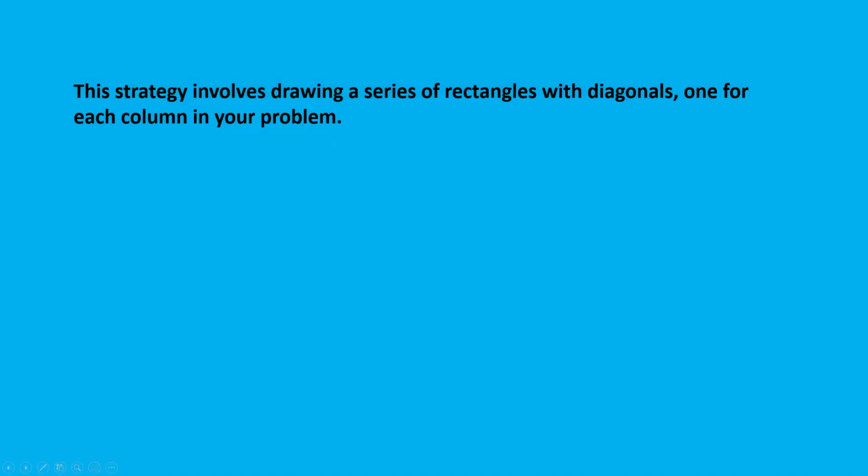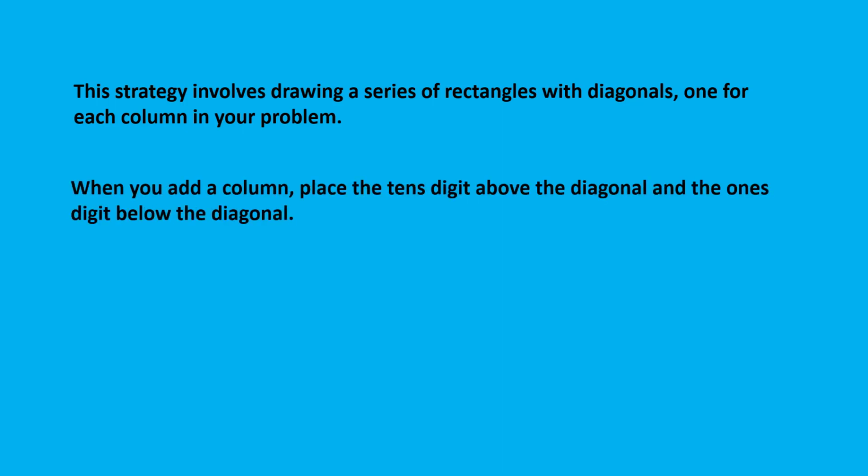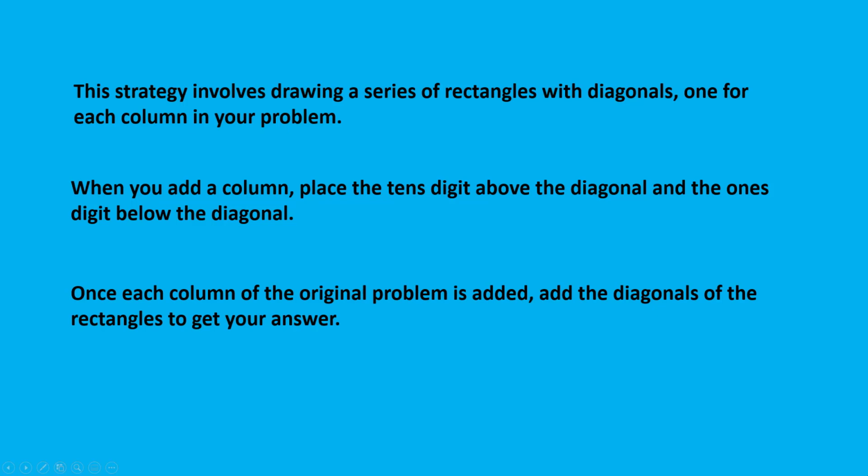This strategy involves drawing a series of rectangles with diagonals, one for each column in your problem. When you add a column, place the tens digit above the diagonal and the ones digit below the diagonal. Once each column of the original problem is added, add the diagonals of the rectangles to get your answer.